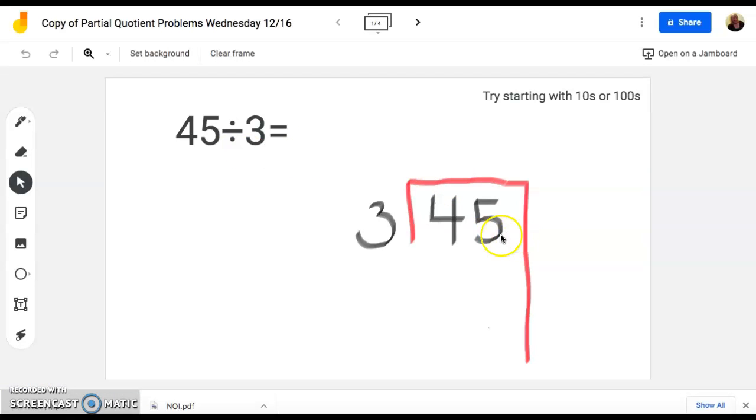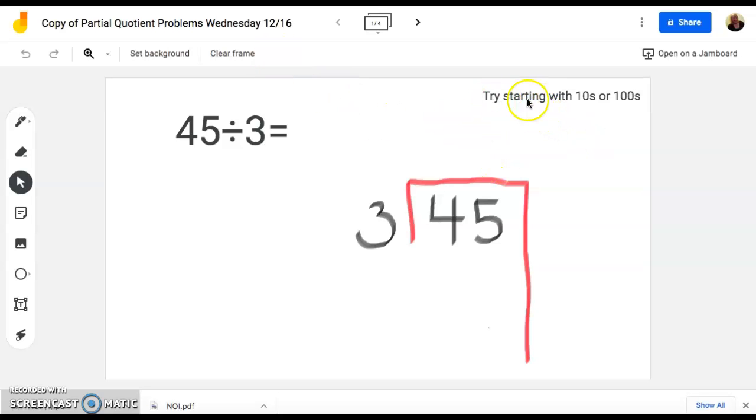As you noticed in the video, the very first problem here is 45 divided by 3. So you're going to put 3 on the outside and 45 on the inside here. This is what you're dividing. This is called the dividend, and this is called the divisor. Up on top is where we're going to put the answer, which is called the quotient. And that's why it's called a partial quotient problem.